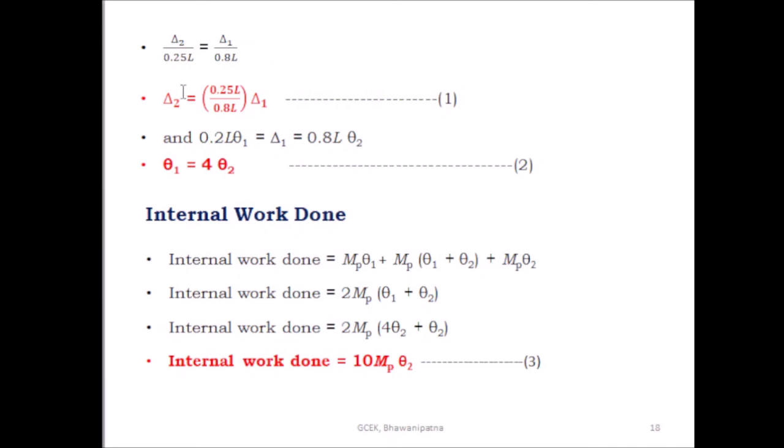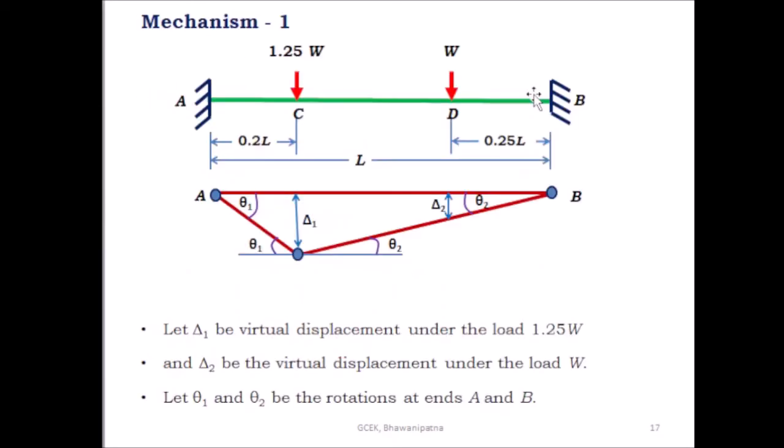Then from this relation, delta 2 is equal to 0.25 L by 0.8 L into delta 1. This is equation 1. Then from this collapse mechanism, this angle is theta 1 and this length is 0.2 L. So 0.2 L theta 1 is equal to delta 1. From this to this length is 0.8 L and this angle is theta 2. 0.8 L into theta 2 is equal to delta 1.